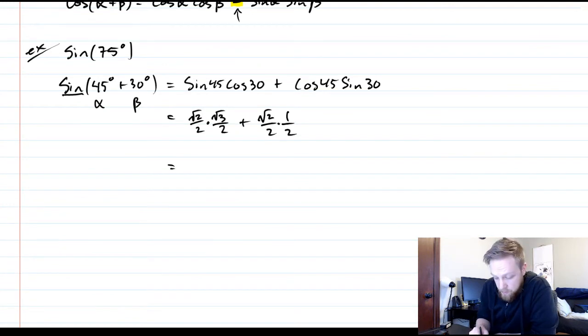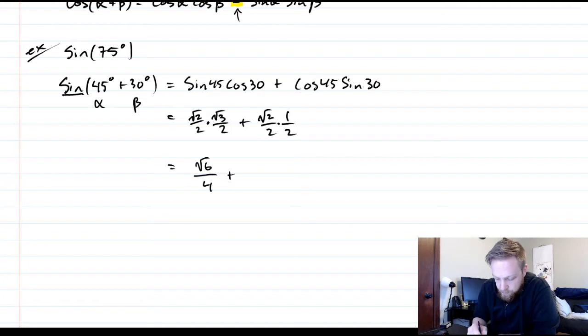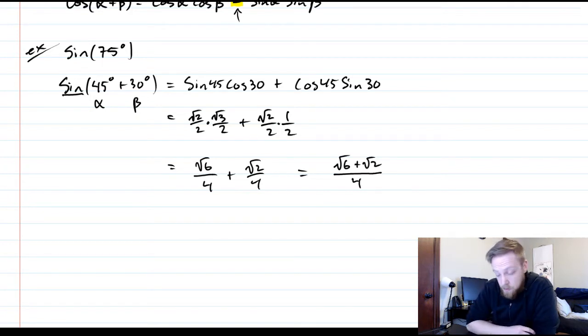So we're going to have root 6, because when you multiply radicals, you can actually put them together as long as they're in the same kind of radical. So that's all over 4, and this will be root 2 all over 4. Most textbooks will write the answer as root 6 plus root 2 all over 4.